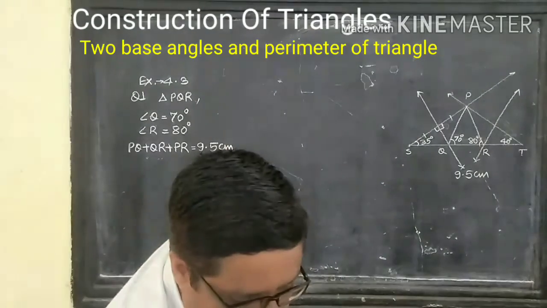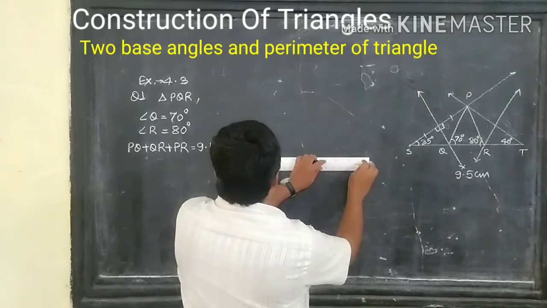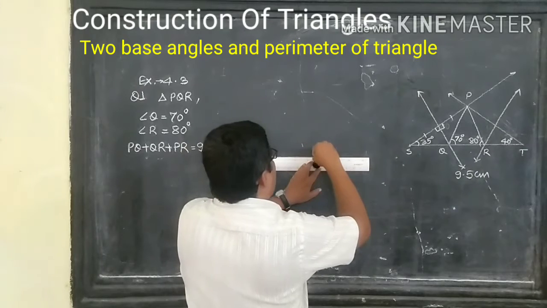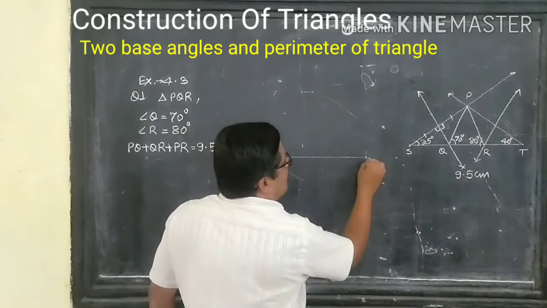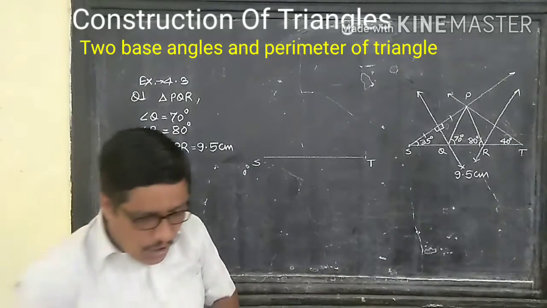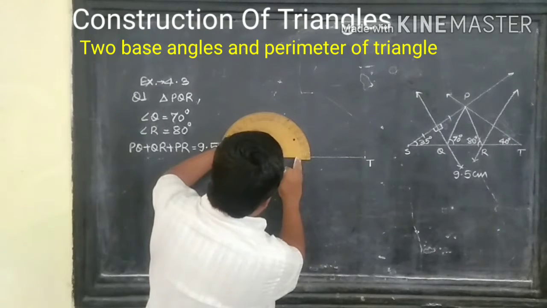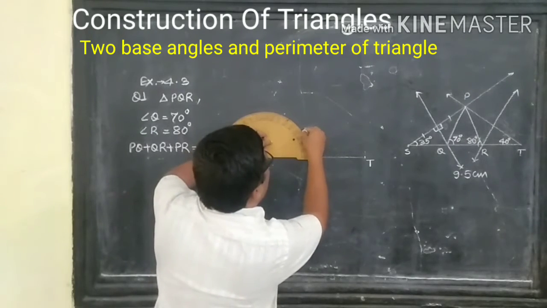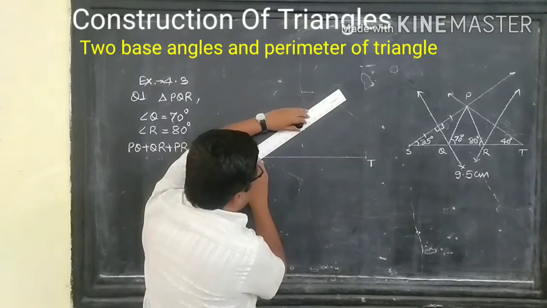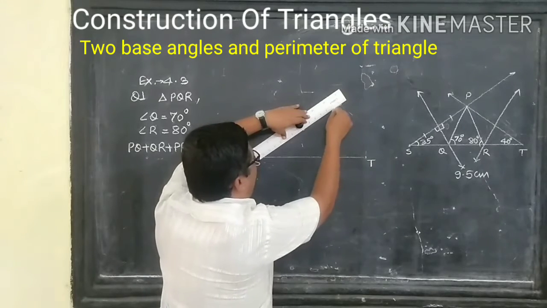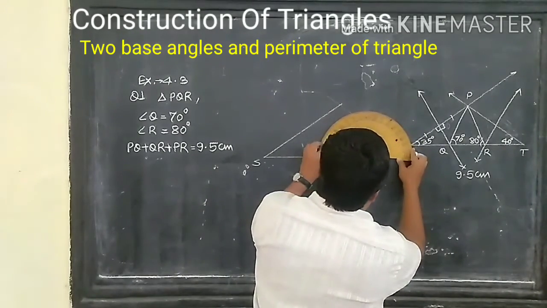So first step is draw segment equal to the length 9.5. So this is a segment equal to length 9.5. So it is ST. Now we have to draw an angle of measure 35 degree. So angle S of measure 35 degree. So this is 35 degree. So in this way we have to draw a ray passing through that point. At the same time, angle T of measure 40 degree.